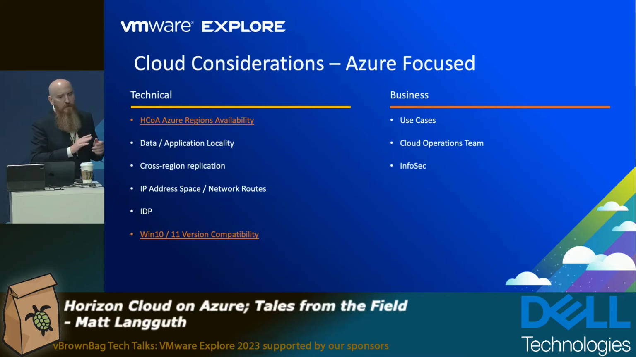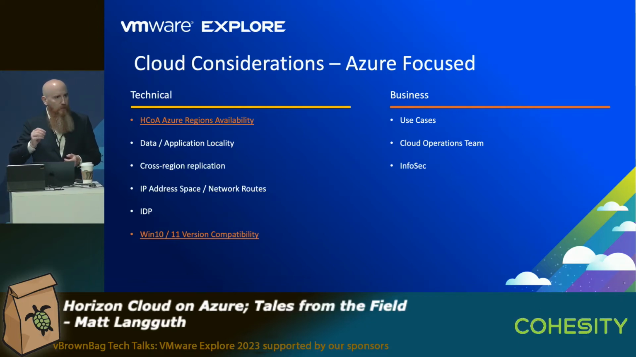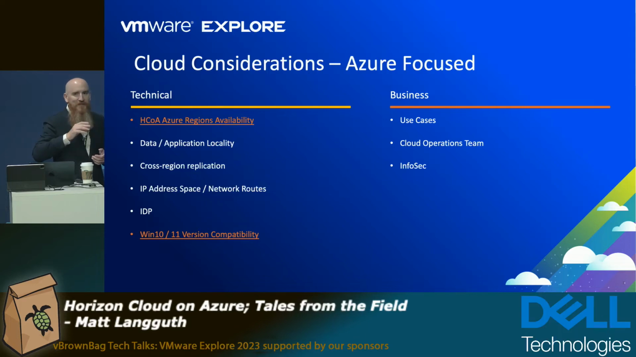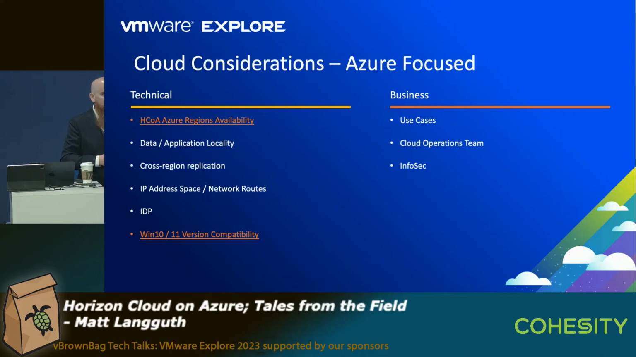So let's move on to some cloud considerations that are more Azure focused. Of course we want to make sure that the region that you're deploying HCOA into, or that you're considering, has availability. If you follow this link out there, we're kind of vague. We say HCOA is available in most Azure regions. So the big ones that are out there, of course, over in EMEA, US Central, US West, and whatnot. But if you have that particular use case where you're trying to do a one-off deployment, always check with your VMware EUC resource to make sure HCOA is available there.